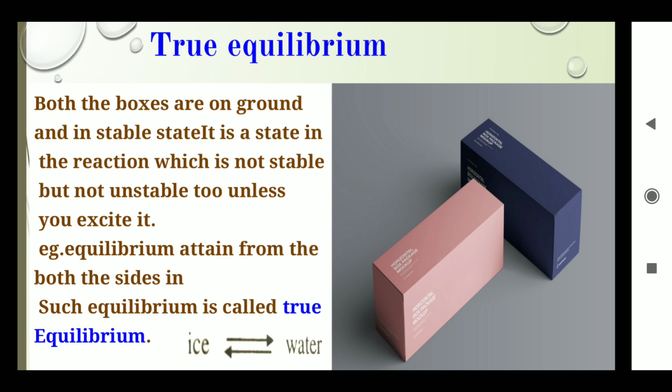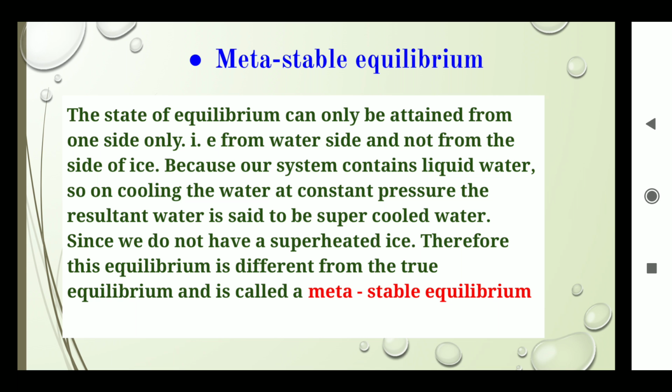So this equilibrium is attained from both sides. Such equilibrium is said to be the true equilibrium. See another example, ice and water. To observe the true equilibrium, the equilibrium is attained from the side of the ice, as well as from the side of the water. So this is said to be the true equilibrium.